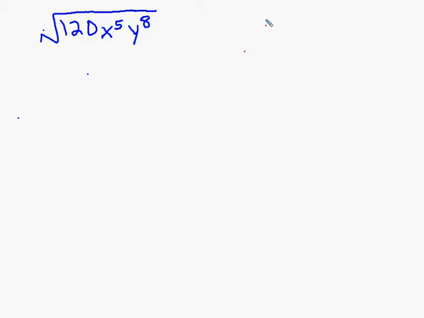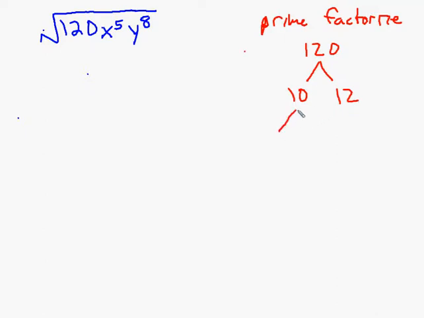So the first thing I'm going to do is prime factorize. I'm going to prime factorize the 120. When I prime factorize, I can think of any two factors of 120. In this case, I'm just going to think of 10 and 12. Do you see where I get that? Yep. But I could do 2 and 60. I could do 3 and 40. It doesn't matter. I just keep on going down until I have all primes.